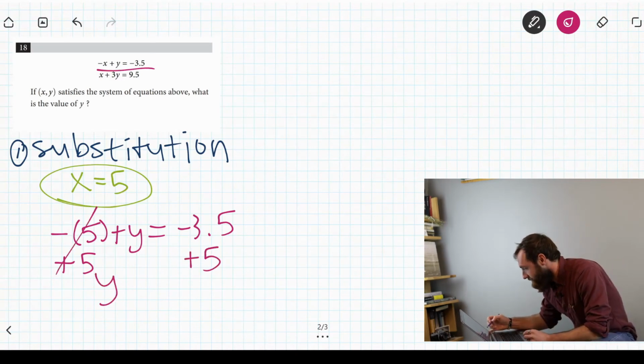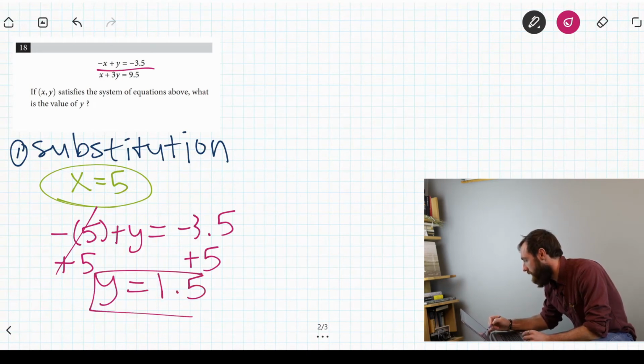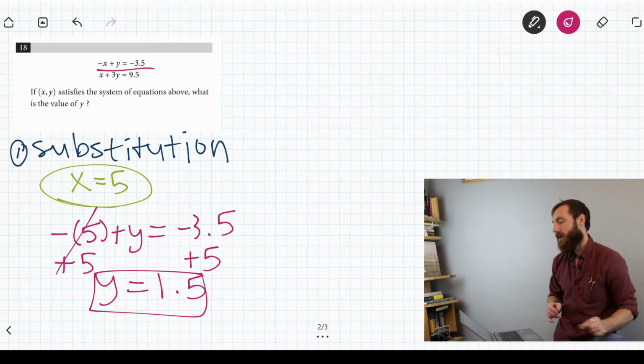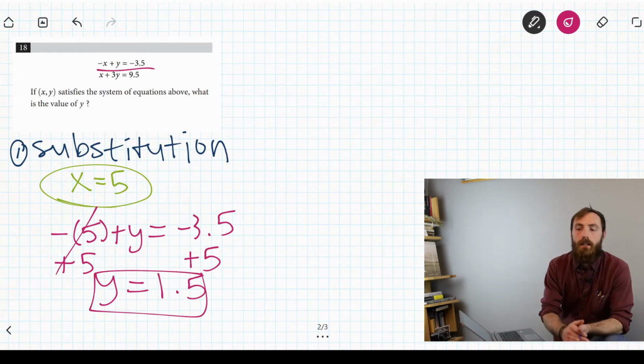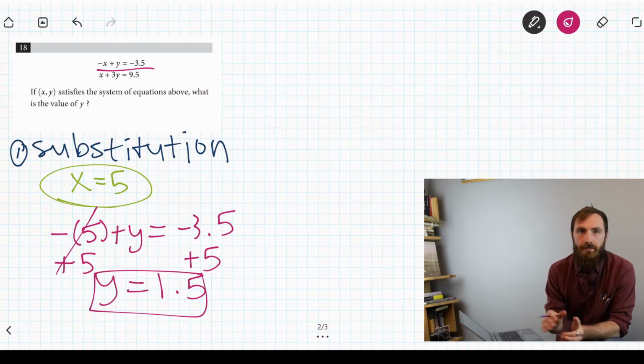Let's isolate y. So we got y equals negative 3.5 plus 5, which is going to end up with 1.5. There we go. That's ultimately what we're looking for. That's our answer. Substitution review.